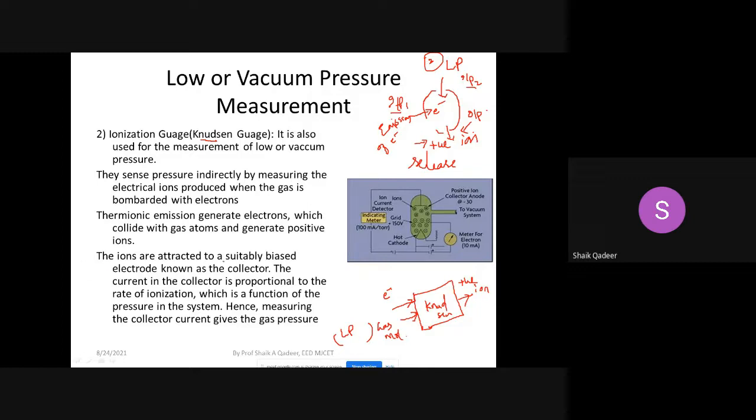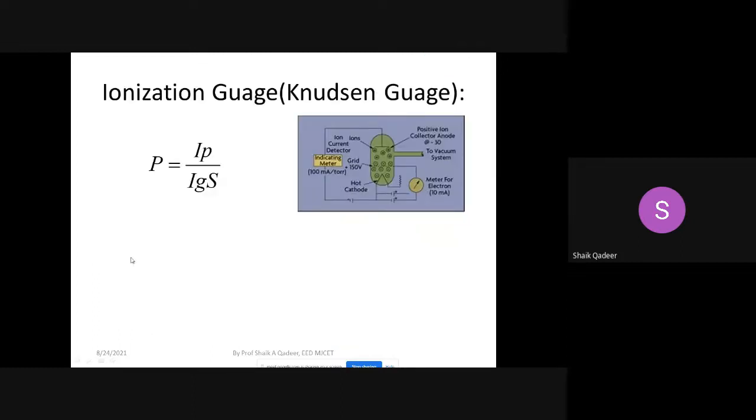The ions are attracted by a suitably biased electrode. We have the electrode over here. This is the positive ion collector anode. The current in the collector is directly proportional to the rate of ionization, which is a function of pressure in the system. So this is the equation used to display the pressure: IP divided by HES. This is a constant quantity and this is varying, taken from the meter. Hope it is clear to everybody.